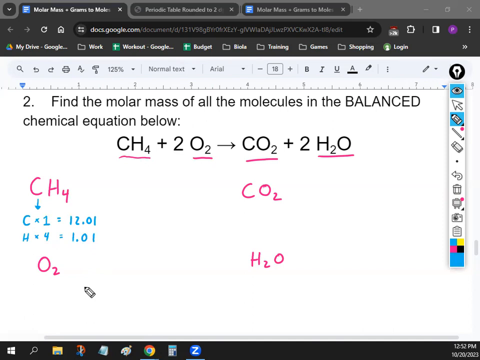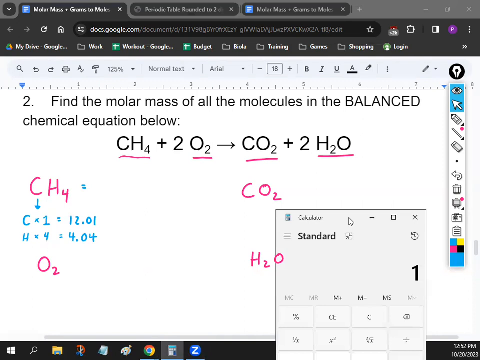So far, so good, guys? Okay, now, there's 4 hydrogens, so we need to make sure that we account for all 4 of them. So we just multiply this by 4, and that'll give us 4.04. 1.01 times 4, that's what we get. All right, so if we want to find the molar mass of the entire molecule, all we have to do is add them up. It's just super easy. So we'll pull out our calculator, 12.01 plus 4.04. And so the molar mass of CH4 is 16.05 grams per mole.